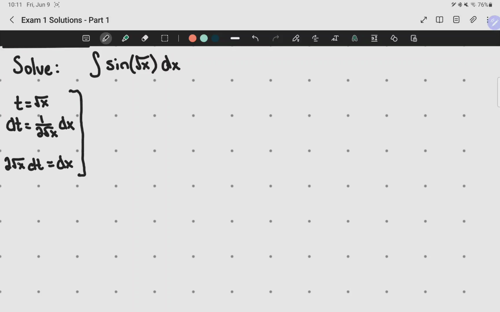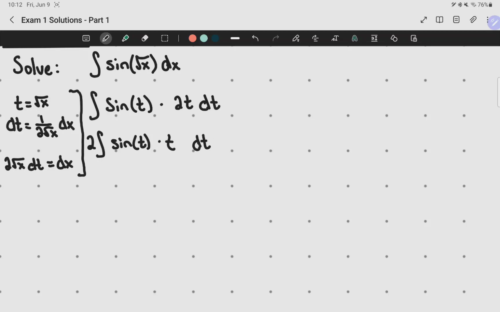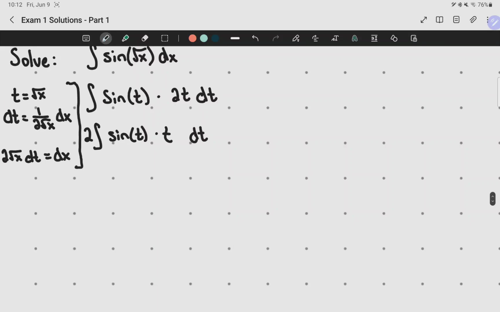But now keep in mind, our square root of x is going to be changed to a t. So we have sine t times 2t dt. From here, to make this look a little nicer, we're going to pull out this 2, with it being a constant: 2 times the integral of sine t times t dt. And now we have a nicer looking form where we can do our integration by parts.